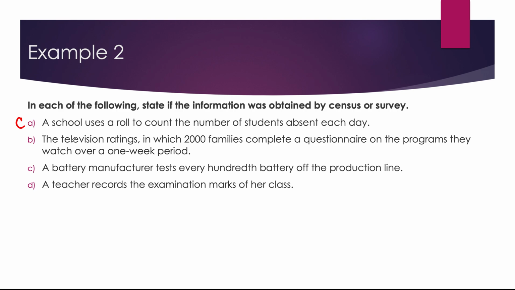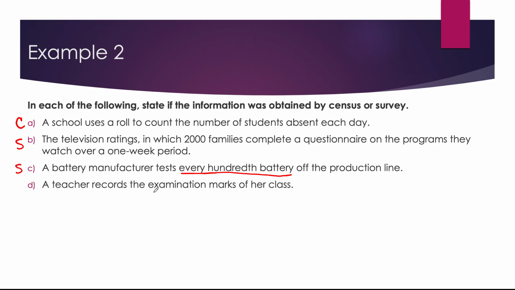The television ratings in which 2,000 families complete a questionnaire on the programs they watch over a 1 week period. Because it's only 2,000 families, that's going to be a survey. A battery manufacturer tests every 100th battery of the production line. It's not testing all of them, it's only testing every 100th battery. So this is going to be a survey.